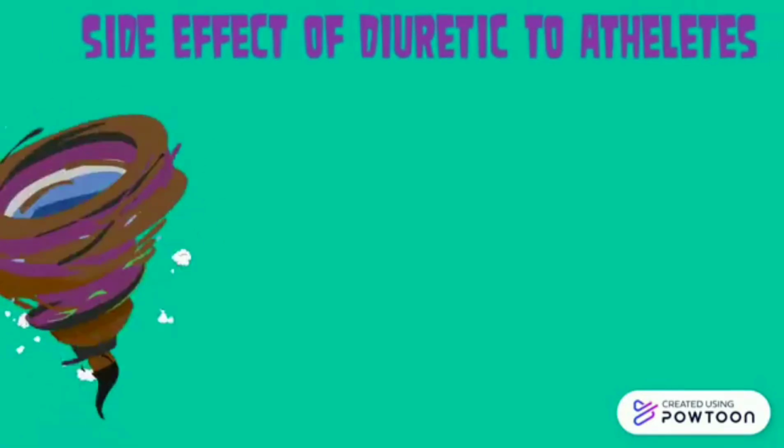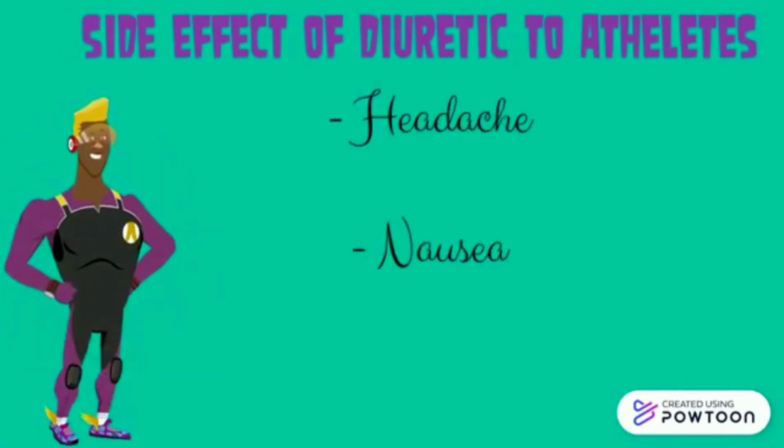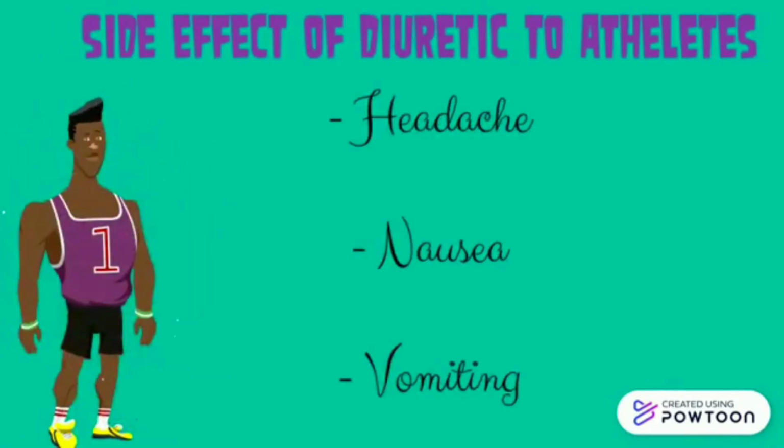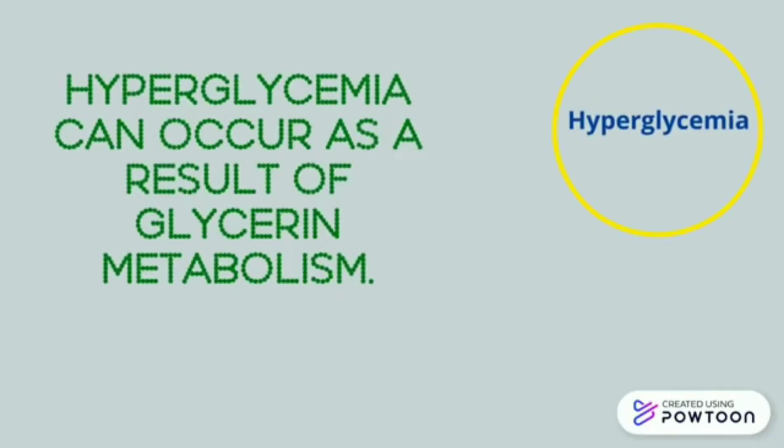Next are the side effects of diuretics for athletes. Osmotic diuretic therapy can cause dehydration due to loss of water in excess of electrolyte loss. The common adverse effects are headache, nausea, and vomiting. Hyperglycemia can occur as a result of glycerin metabolism.